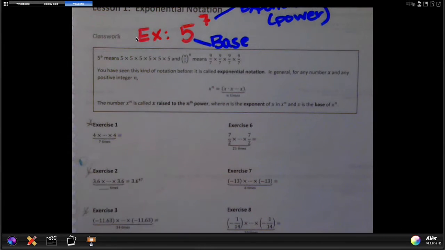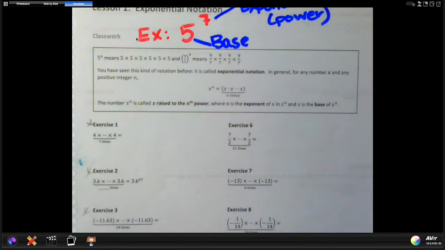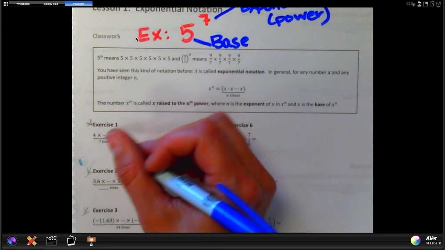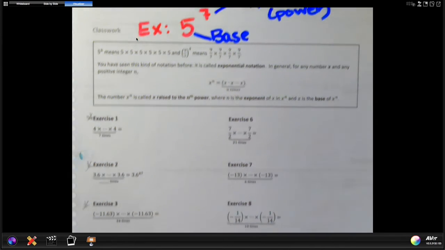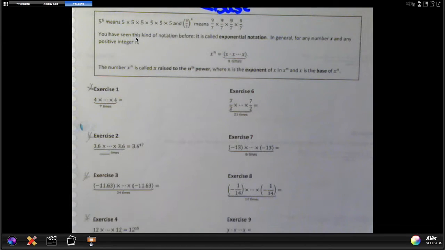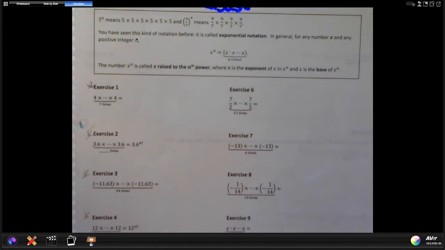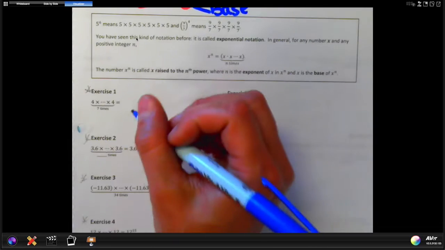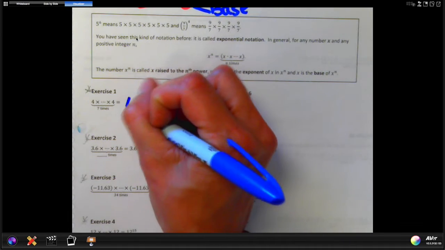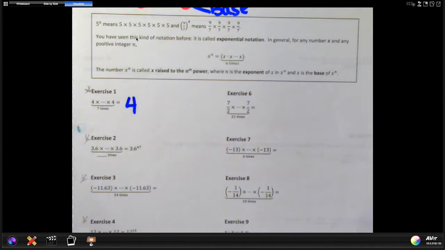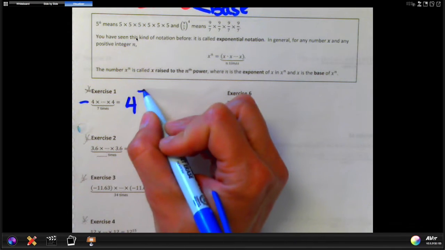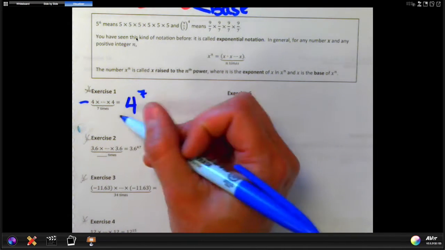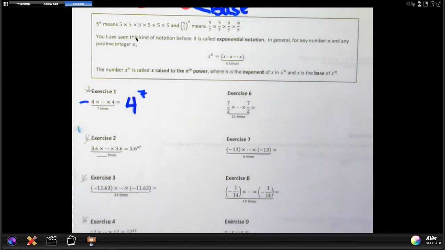So for exercise 1, we have 4 times 4 times ... times 4, 7 times. Well, that ellipsis is just signifying the same thing that is going to be in the middle. So what we're looking for is the exponential notation. So 4 is our base number coming from the top here, and 7 will be our exponent. So we write that as 4 to the 7th power in exponential notation.